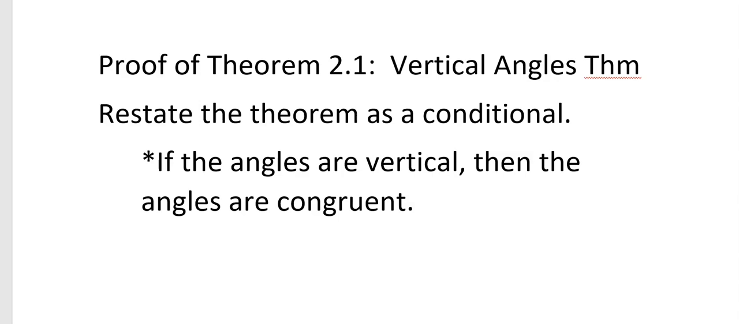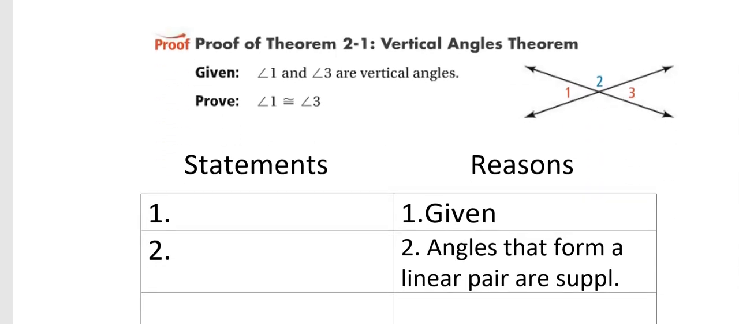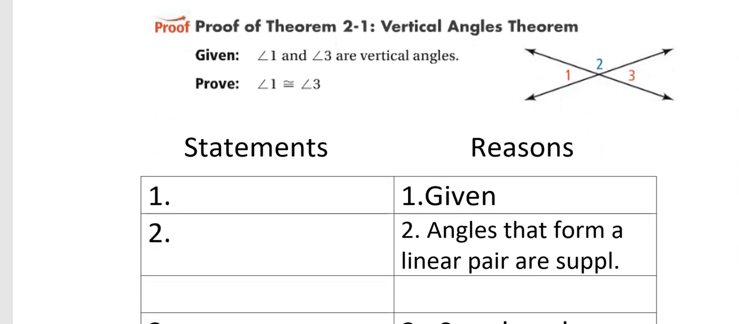The proof of theorem 2.1, the vertical angle theorem: if you restate the theorem as a conditional, it says if the angles are vertical, then the angles are congruent. So it makes sense that we say they are congruent. Here's your first proof of the day. I think you should copy the proofs down as samples, because if you have a quiz with one kind of like it, you can go, I think we did one like that. They're never completely the same, but the things you do in them are the same over and over. So this is the proof of the vertical angles theorem.